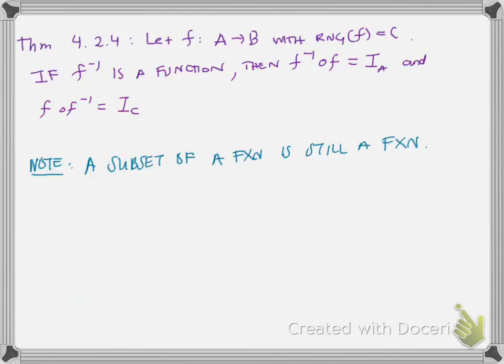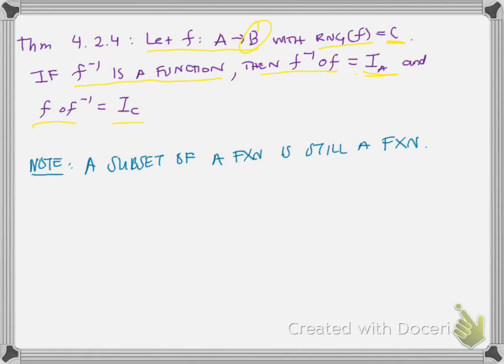Okay, so here's another theorem, and I want you to think about this and write down the proof in your book. I'm not going to go over it in this video, but of course, if you have questions, we can go over it on Monday. So let f, I'm just going to read it. Let f be a function from A to B with the range of f equaling C, because this is really the codomain. If f inverse is a function, then f inverse composed with f equals I sub A, and f composed with f inverse equals I sub C.